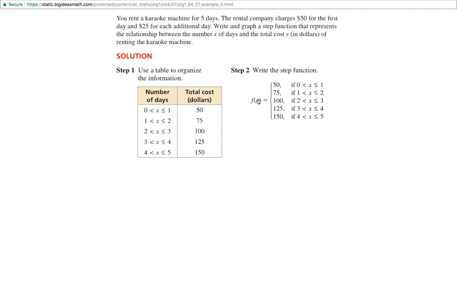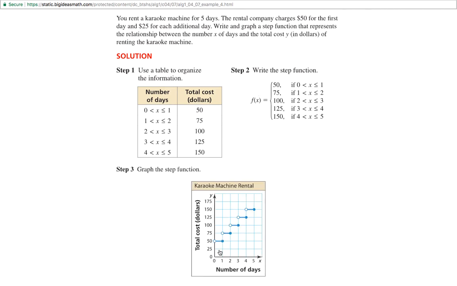So you have f of x of 50, f of x of 75, and these are your domains for those. So it'll kind of look like this down here. From 0 to 1, we're going from an open circle at 0 to a closed circle at 1, because that one's included, that one's not. Because once you hit the next day, you're going to be in the new rate. So it's always an open circle at the beginning, hence 0, 1, 2, 3, 4, and all the less than signs right there.